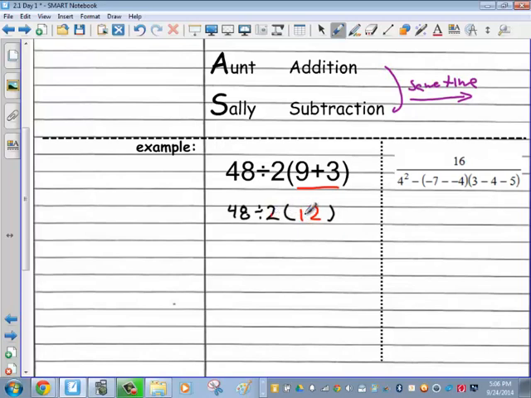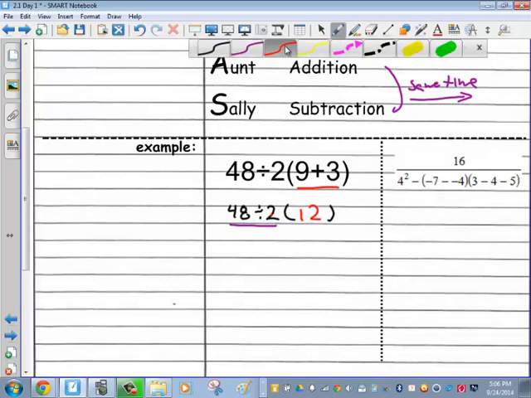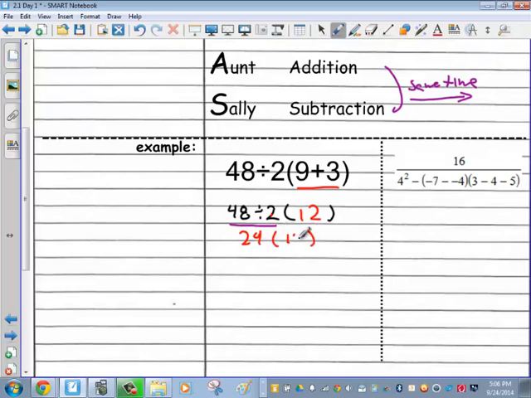So now we're going to go to the exponents. I look here, there's no exponents, so we're skipping the E in the please excuse, and now we're going to do multiplication and division at the same time from left to right. So since we're doing it at the same time, we're going to do 48 divided by 2. 48 divided by 2, is that 24? Okay, and then we're going to multiply that by 12. Now we're going to do the 24 times 12.